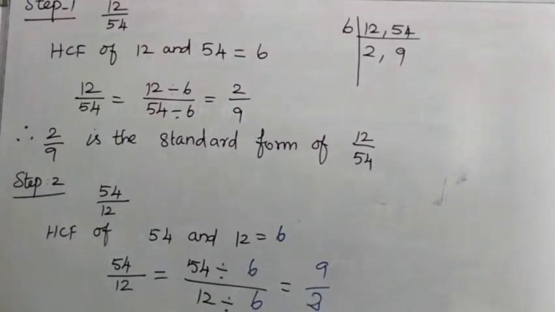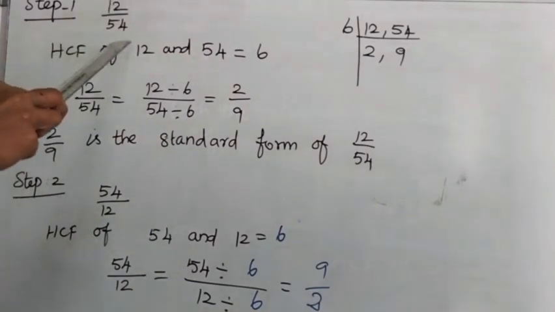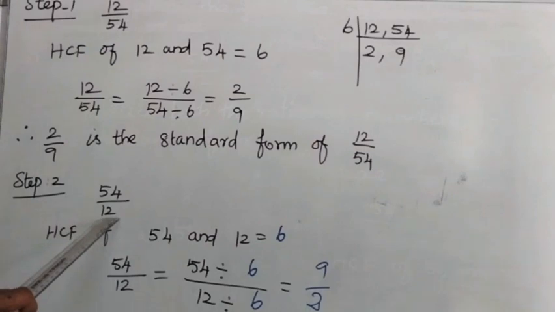How do you complete the answer? Therefore, you have to write: therefore 12 divided by 54 and 54 divided by 12 are not rational numbers.